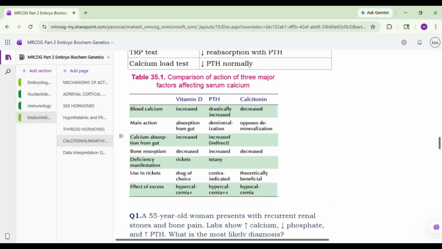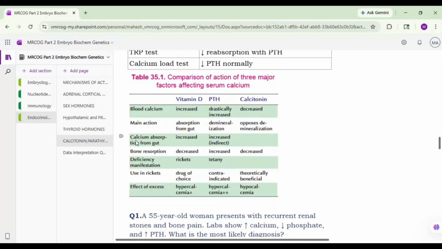So comparison of action of three major factors affecting the serum calcium. You have vitamin D, you have parathyroid, and you have calcitonin. Blood calcium is increased by the vitamin D, while it is drastically increased by the parathyroid. Calcitonin will reduce it. Main action of vitamin D is absorption from the gut. These are the SBAs. Then PTH is mainly the demineralization, and calcitonin opposes the demineralization.